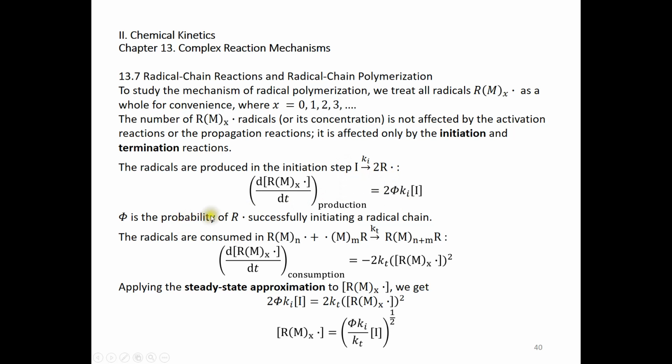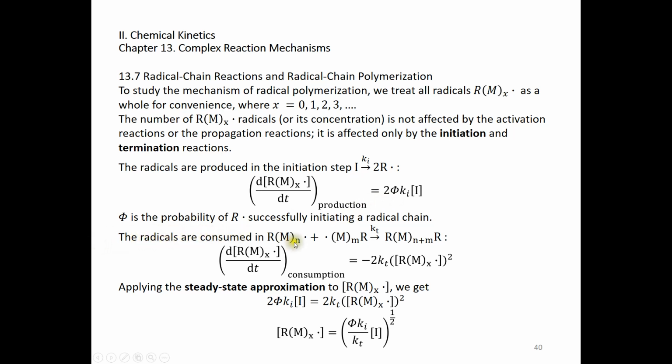And also, not every single R can initiate a radical chain reaction. Sometimes this R radical is immediately annihilated for some reason. So here we need to have a new parameter phi. Phi is the probability of R dot, or R radical, successfully initiating a radical chain. So that's what phi stands for. Phi is usually lower than 1.